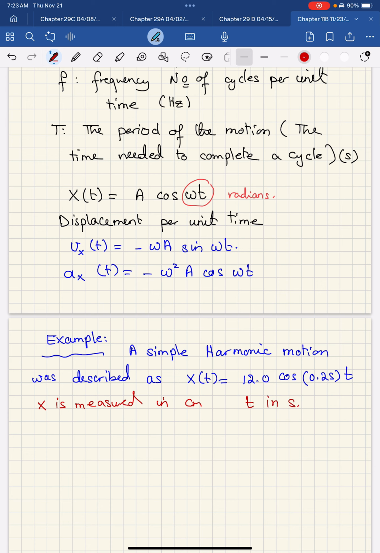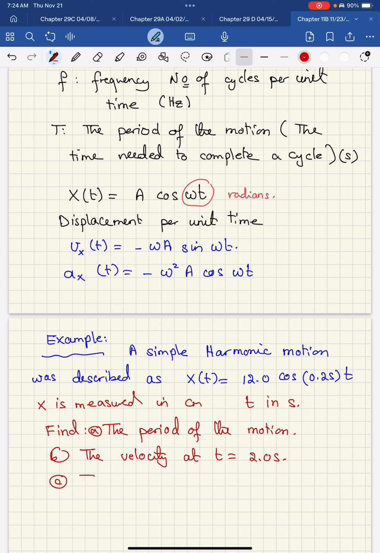Now the question is asking: find A, the period of the motion; B, the velocity at t equals 2 seconds; and C, the acceleration at t equals 2 seconds.